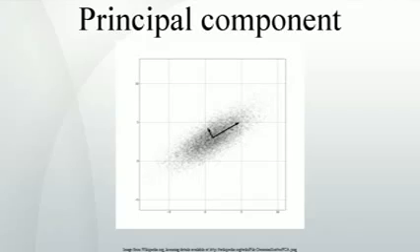Organize the data set. Suppose you have data comprising a set of observations of p variables, and you want to reduce the data so that each observation can be described with only L variables, L less than p. Suppose further that the data are arranged as a set of n data vectors x_1 through x_n, with each x_i representing a single grouped observation of the p variables. Write x_i as row vectors, each of which has p columns. Place the row vectors into a single matrix X of dimensions n×p.